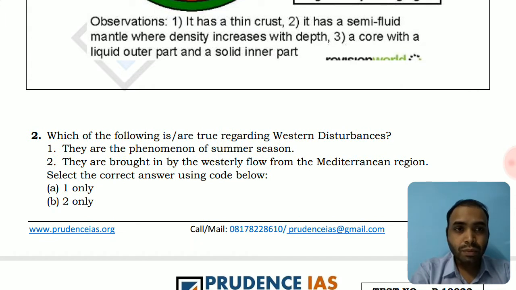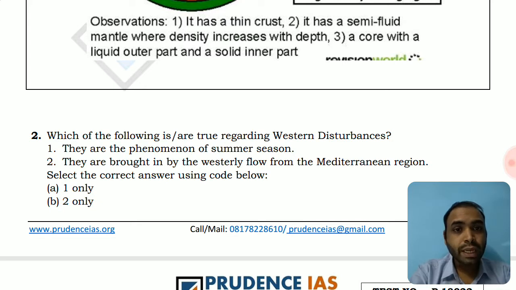They are the phenomena of summer season. This is wrong because it happens somewhere around November or October. They are brought in by the westerly flow of the Mediterranean region. Yes, this is correct because these waves carry the humidity from the Mediterranean Sea, and they flow westerly. That's why they create this rainfall when they arrive in the northwestern parts of India.